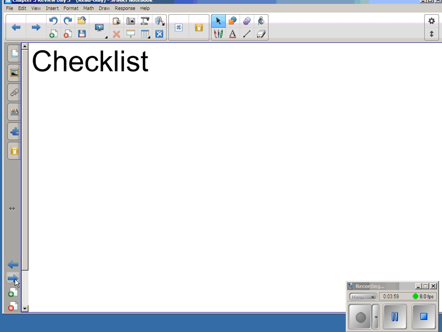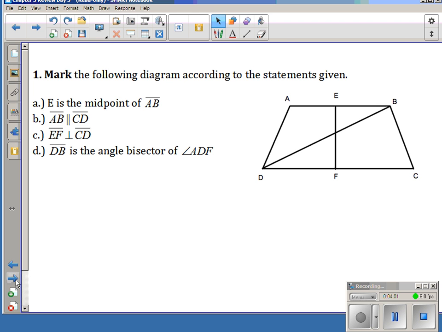Okay, so we're going to go over your checklist, your white packet. All right, so first we're going to start off with marking. Mark the following diagram according to the statements given. So E is the midpoint of AB, and a lot of students do this. Well, great, I know that's a point. I already labeled it as E, but the point of E is the midpoint. That means that AE is congruent to EB, so I need those markings. Don't just put a point. That doesn't help at all.